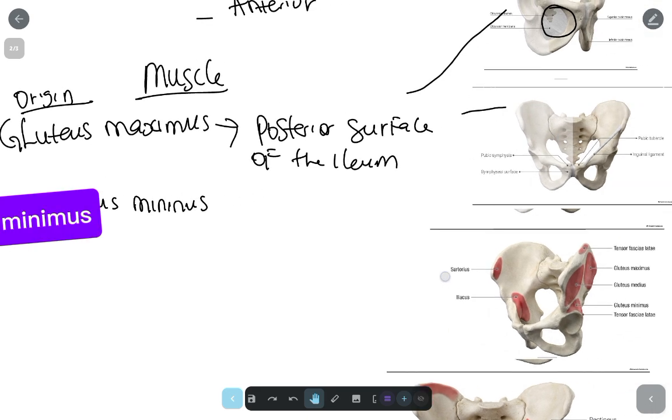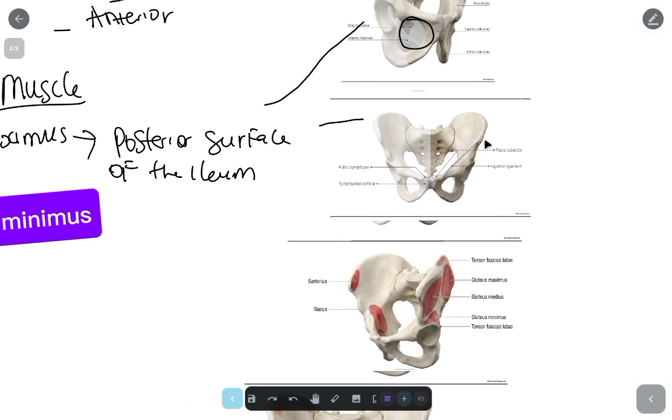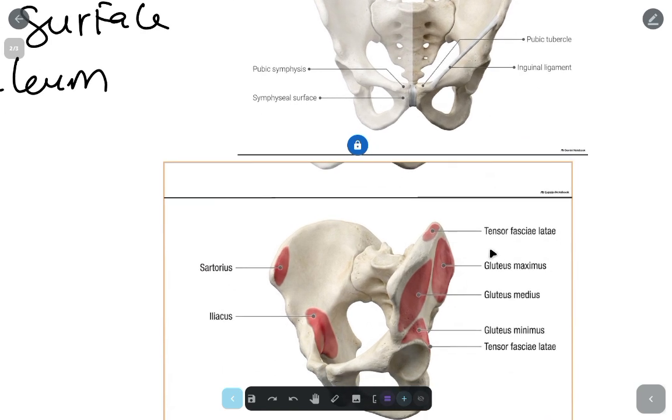So this is the iliac crest, and this is the anterior superior iliac spine. Now look at the tensor fasciae latae. Let me zoom in. This is the tensor fasciae latae. It originates from the iliac crest, and this is the iliac crest, and the anterior superior iliac spine, and this is the anterior superior iliac spine. So that is what you should keep in your mind.